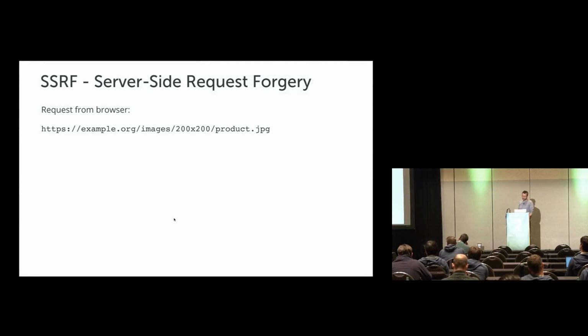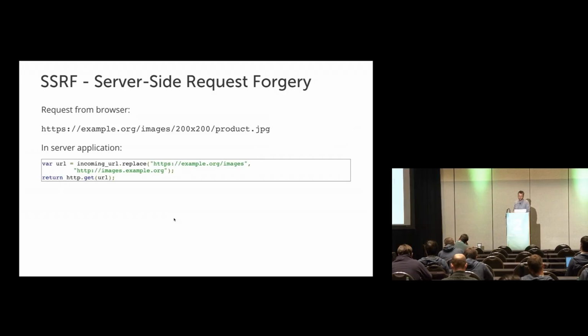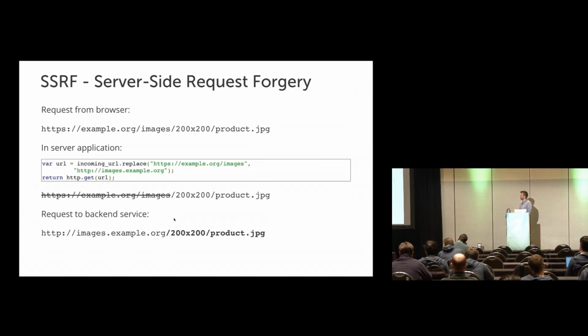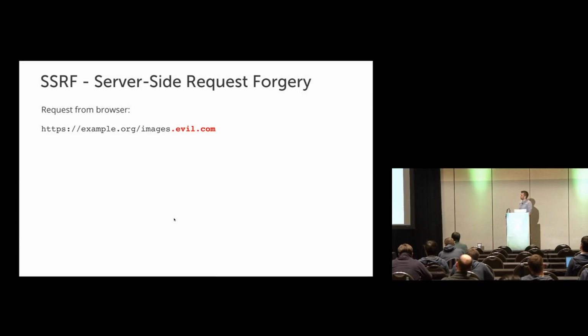So we have a request from the browser that comes in, example.org/images/200 by 200/product.jpg. And in our server application, we're taking the original URL and removing the first part, and we're putting in a new server, which is http images.example.org instead. And then we're going to get that, and we're going to stream that back to the end user. So we're deleting the first part, adding something new, and then we're going to grab that data and stream it back to the user. The problem in this case is, what if we do something like this?